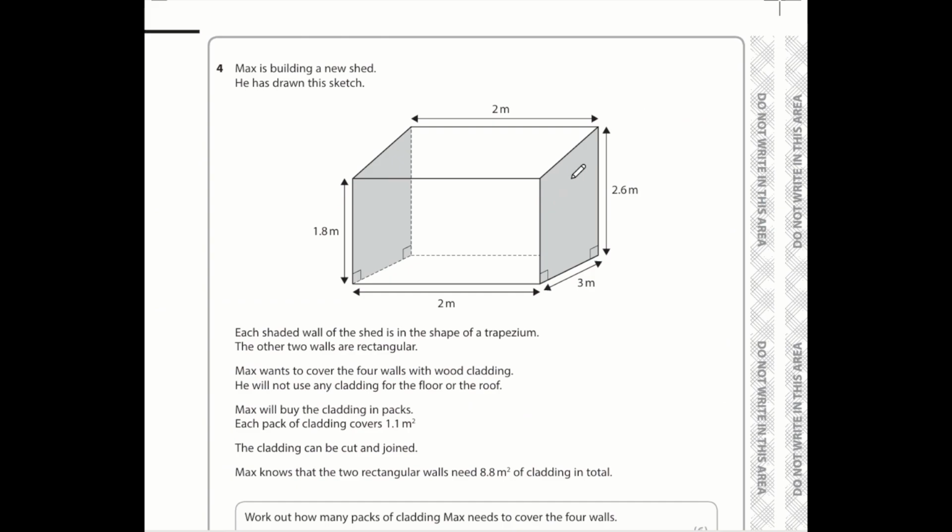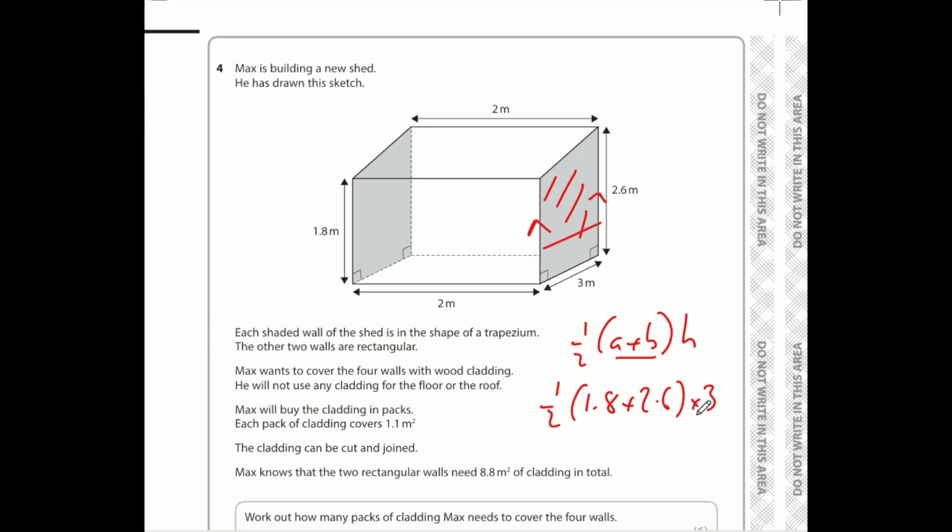So what we need to do is work out the area of this trapezium. Now the area of a trapezium is half of A plus B times by H, where A and B are the parallel sides. So this side and this side are parallel. Now this side is 1.8 and this side is 2.6. And the height is the distance between those two sides, so times by 3.